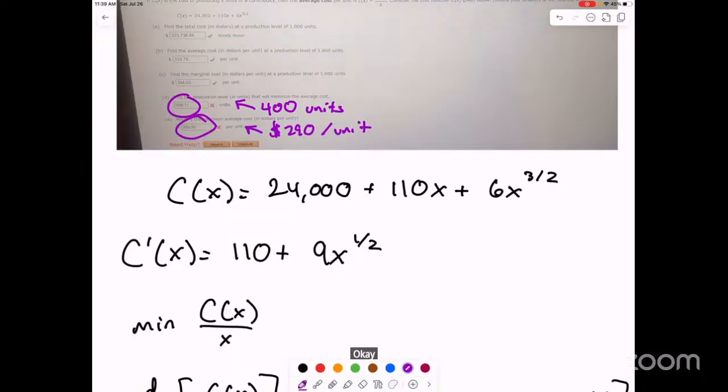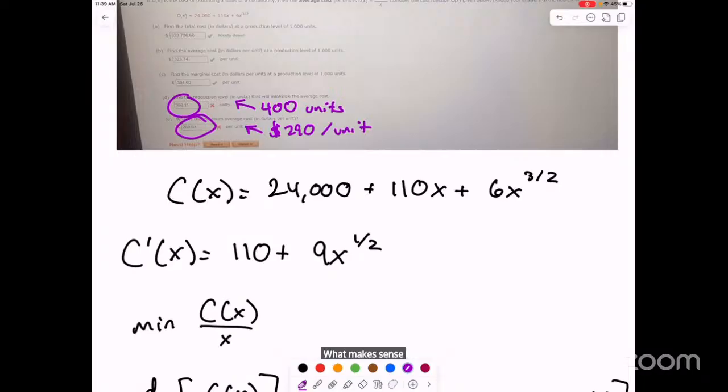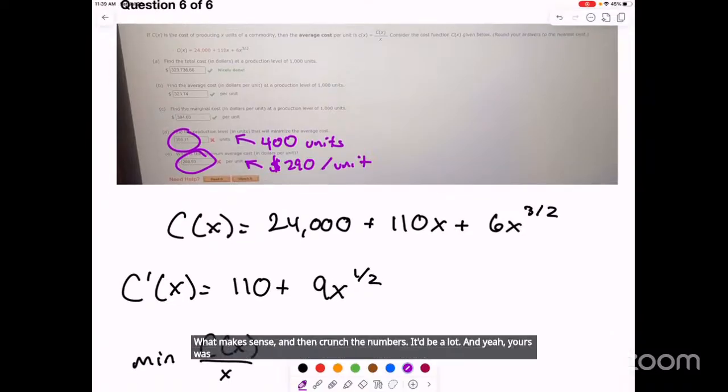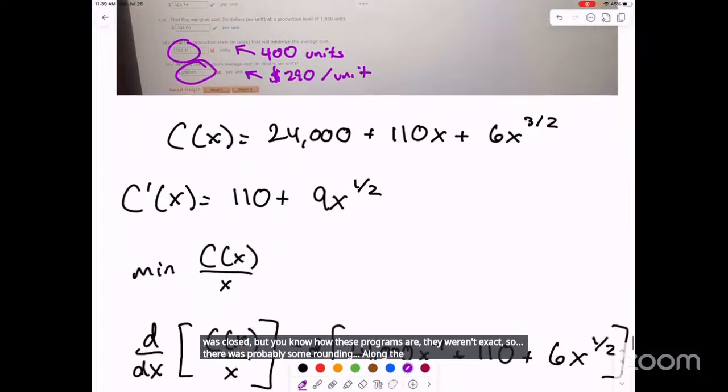Okay, that was an adventure. Man, these things really be adventures. Like I'll be going on journeys. You got to think about it, what makes sense, and then crunch the numbers. It'd be a lot. And yeah, yours was close, but you know how these programs are. They weren't exact, so there was probably some rounding along the way, but yeah.